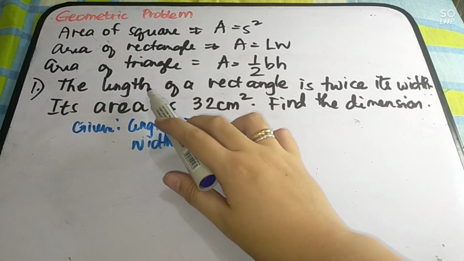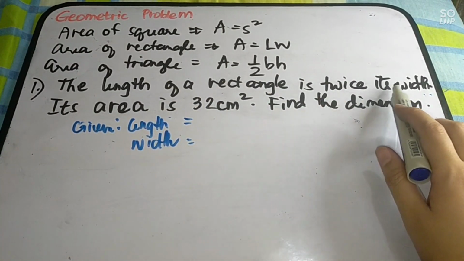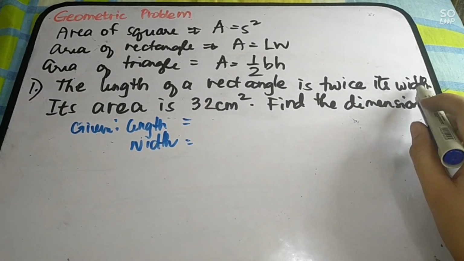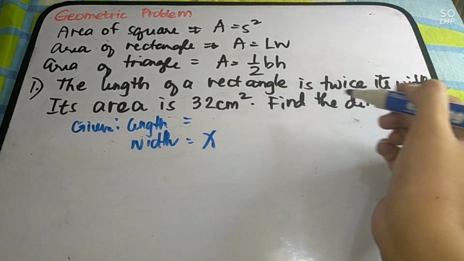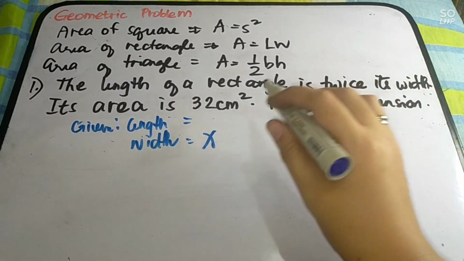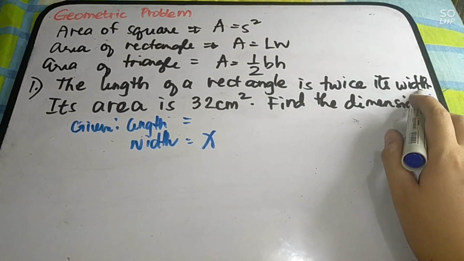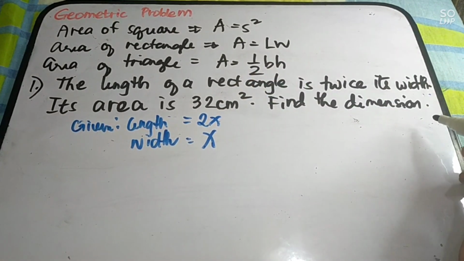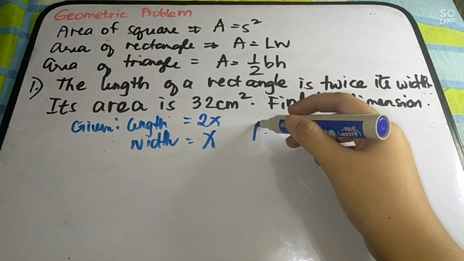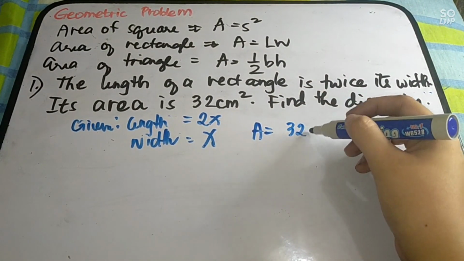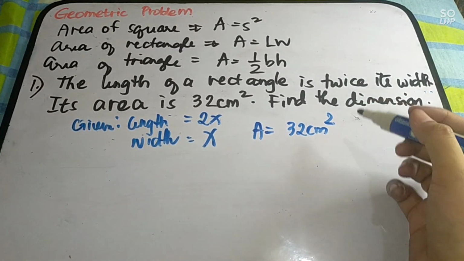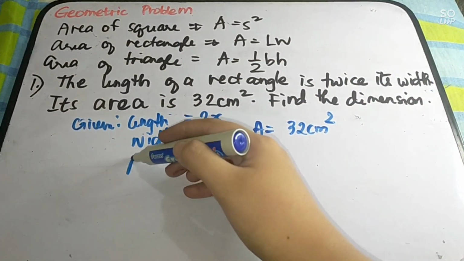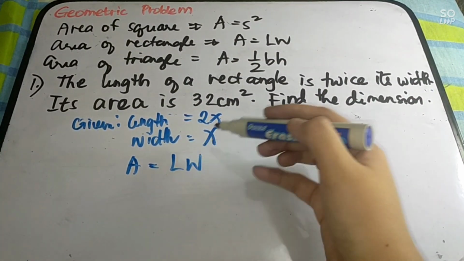Ang ating given statement, the length of a rectangle is twice its width. Since ang length natin ay nakadepende kay width, therefore, ang width mo, yan ang ire-represent natin as x. Then, for your length, it says that twice its width. So, twice daw nito. So, therefore, ang length mo is 2x. Naintindihan? Then, you have the area, A, as 32 centimeters squared. Now, let us have your formula for us to have your equation. Ang formula natin is A is equals to length times the width.